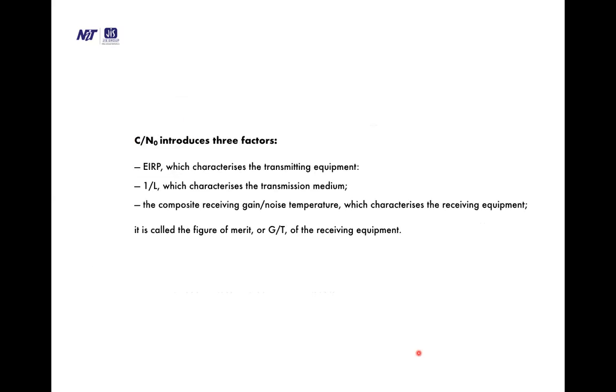Now the carrier to noise ratio introduces three factors. EIRP, which characterizes the transmitting equipment; 1 by L losses, which characterize the transmission medium, because losses depend on how the signal is passing through the medium. The transmission medium is important. And the composite receiving gain divided by noise temperature, which characterizes the receiving equipment. It is called the figure of merit or G by T of the receiving equipment.